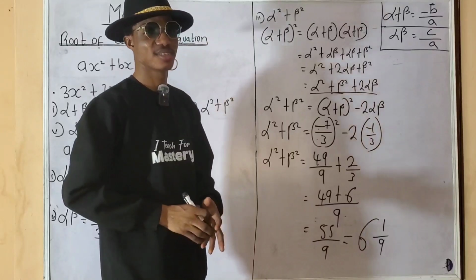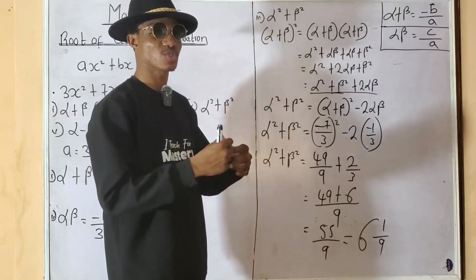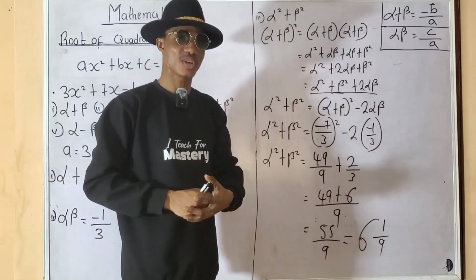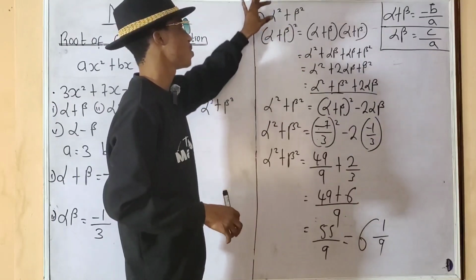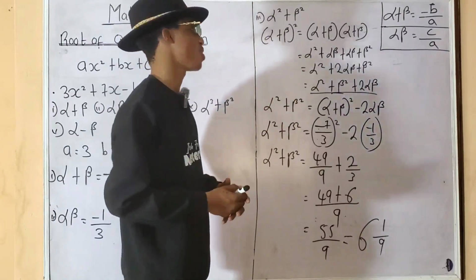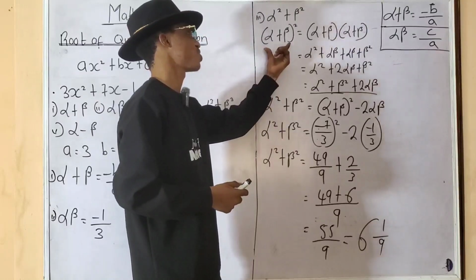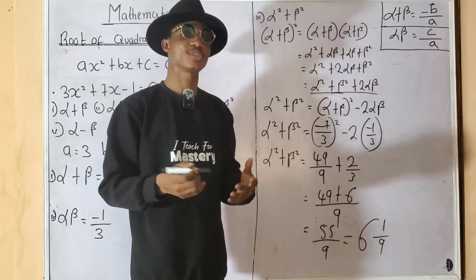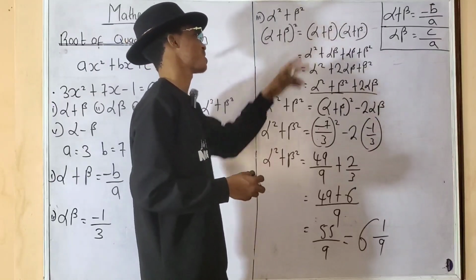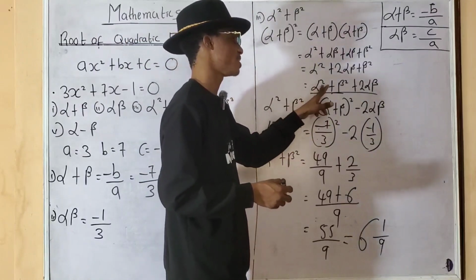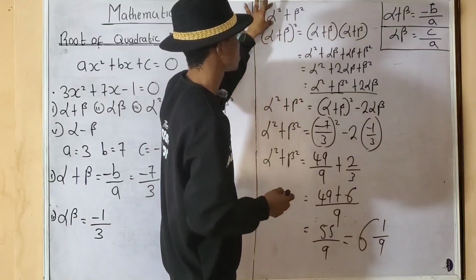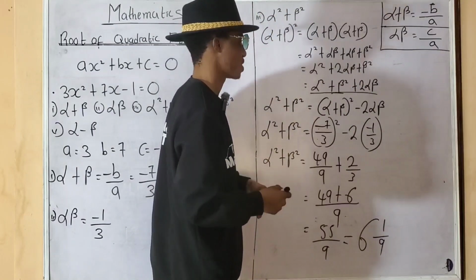Do you understand? Hello, it's simple. All you have to do is just open your heart and learn. Our goal is to find alpha squared plus beta squared. Now, I told you that the value of alpha squared plus beta squared can be obtained from the expansion of alpha plus beta squared. So, as we've learned in your binomial theorem, if you expand alpha plus beta squared, you're going to have alpha squared plus beta squared plus 2 alpha beta. Now, but our goal is just to find alpha squared plus beta squared.